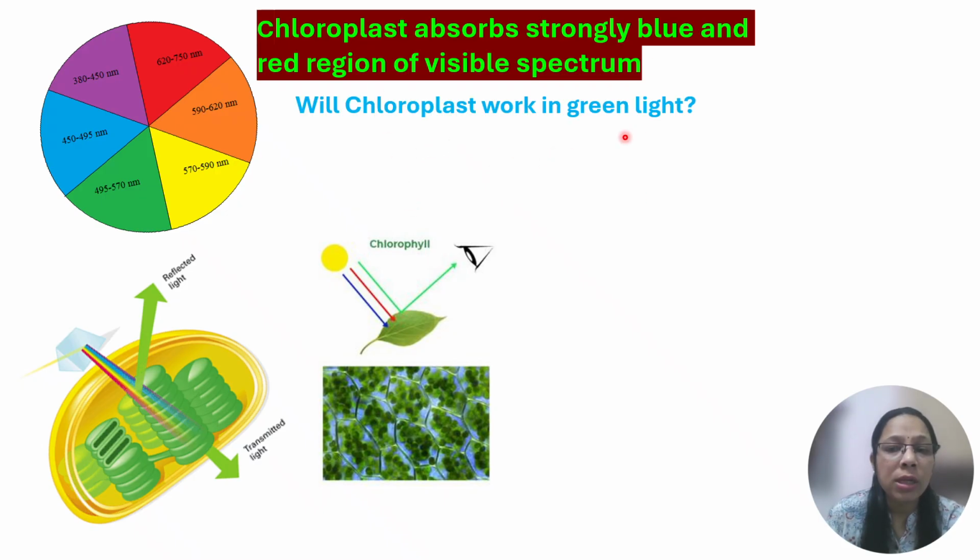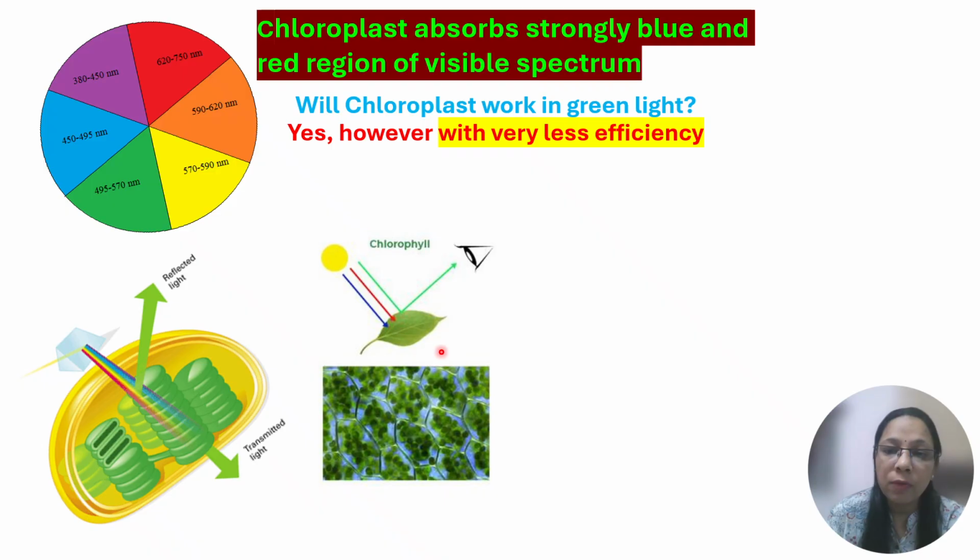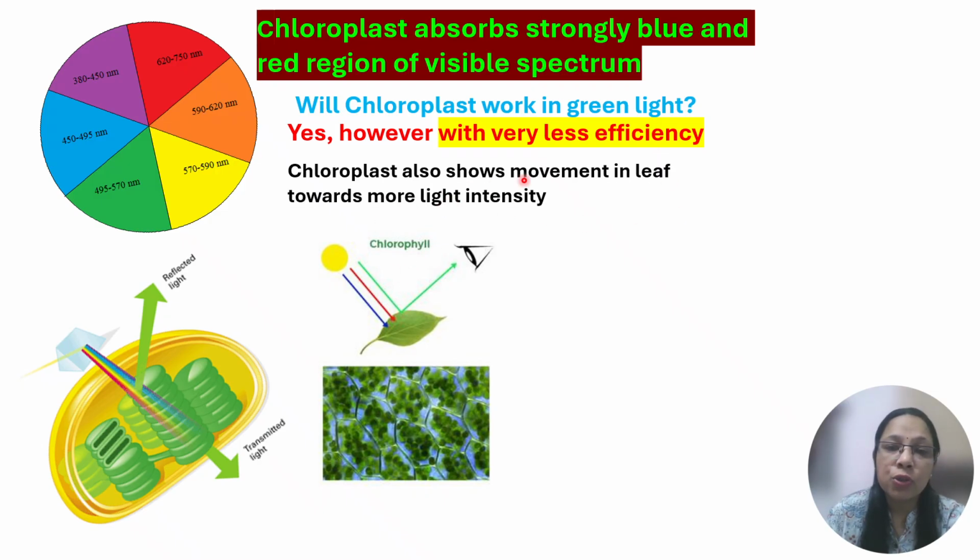So will chloroplast work in green light? If I suppose I expose one plant completely to a green light, what will be its efficiency? Will it work? What do you think? Yes, it will work, however with very low efficiency. That means because it doesn't require green frequency at all, therefore chloroplast will not be completely efficient in green light. Also, chloroplast shows movement in leaf towards more light intensity. Suppose this area of leaf is getting higher sunlight, so this chloroplast, they show tendency to move towards sunlight.